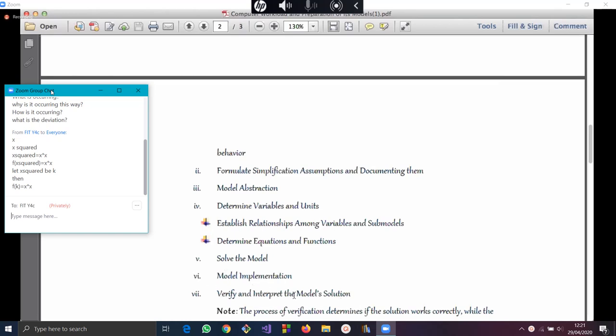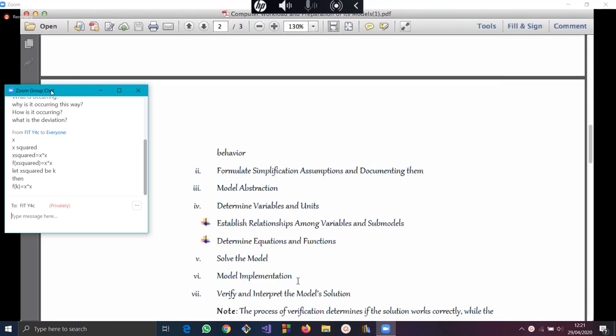And the next thing, once you have used it, you have implemented the model, it doesn't stop there. You must verify and interpret the model. In the verification and interpretation of the model, we will discuss a little more in our next chapter. But to verify means, verification is not the same as testing.